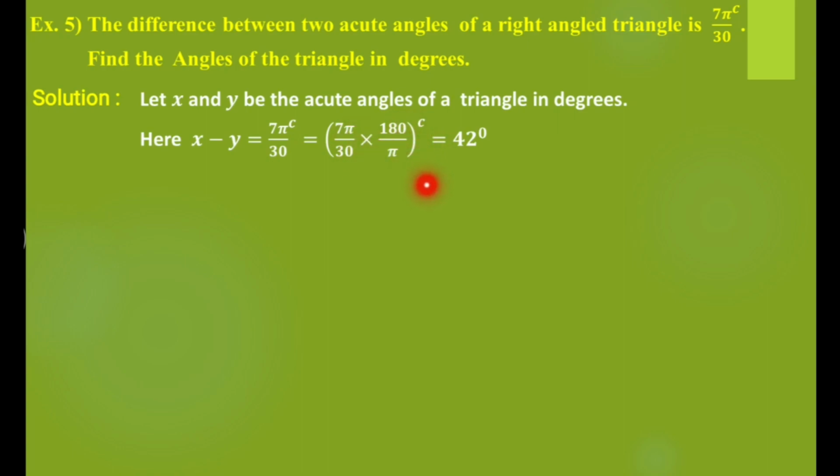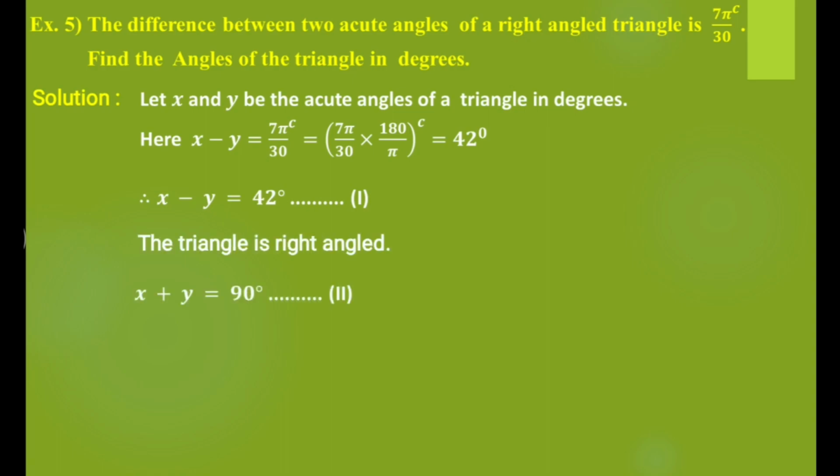So this pi gets cancelled. After simplifying this, we get 42 degree. That means difference between two acute angles of a right angle triangle is 42 degree. So here we get one equation, x minus y equals to 42. So we denote this as equation number 1. Now given triangle is a right angle triangle, that means their sum must be equal to 90 degree because all angles sum equals to 180. So we write this condition, x plus y equals to 90 degree, which is equation number 2.